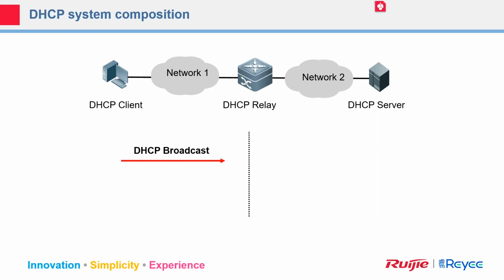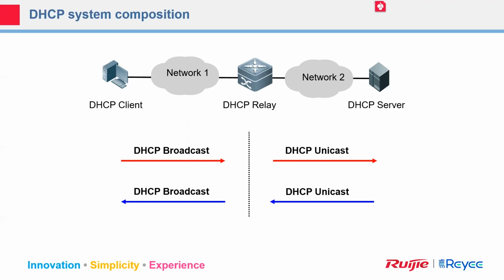So in this scenario, we need the relay. The relay gets the broadcast packets and translates them into a DHCP unicast, and this packet finally will be sent to the DHCP server. Then the DHCP server will give a reply. Of course, this reply is also a unicast: I am here, I have the ability to assign an IP address for you. When the relay gets this unicast packet, it will translate again, turning the unicast into a broadcast packet and sending it to the client.